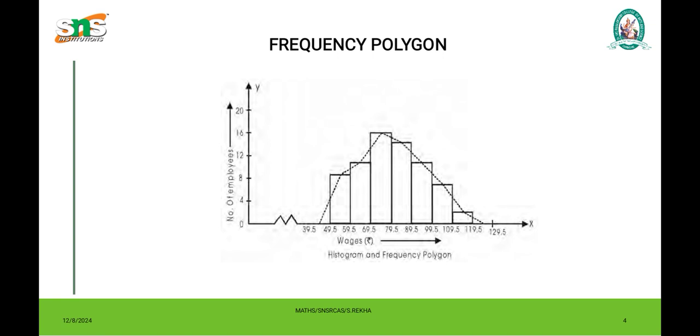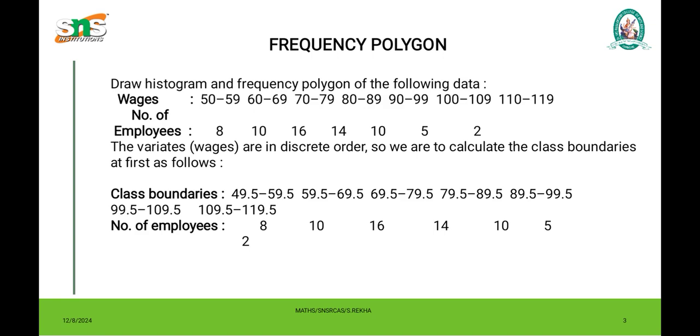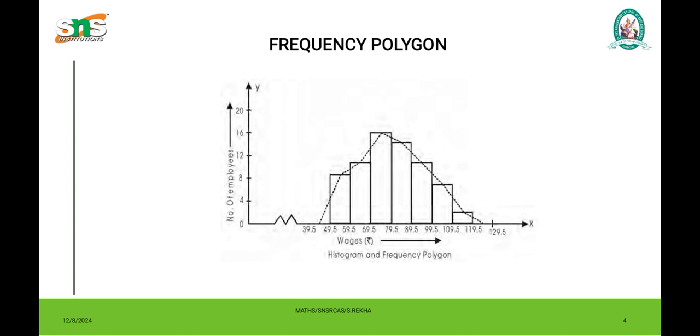This helps us reveal the highest point, where 69.5 to 79.5 ranges to 16. So this helps us see how to draw the frequency polygon in the histogram.